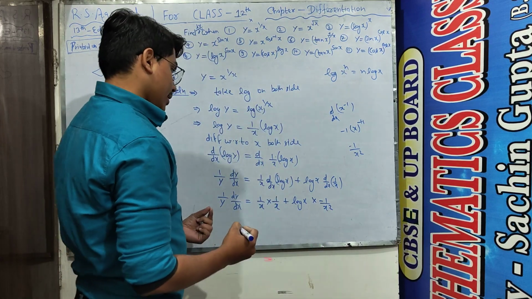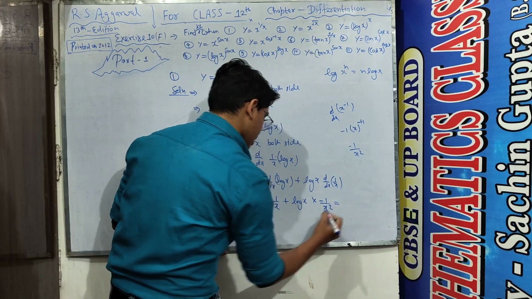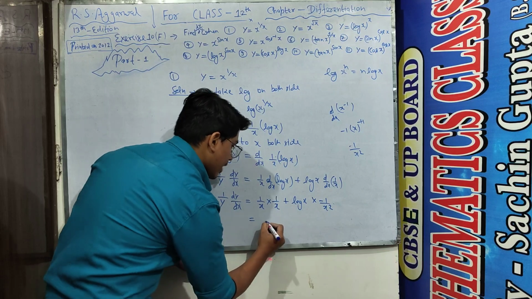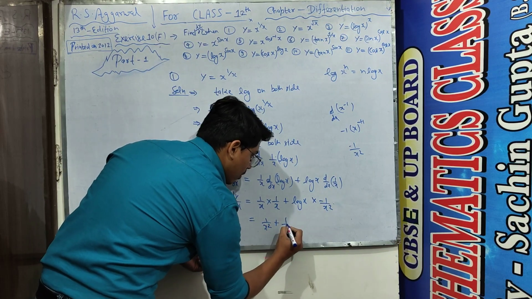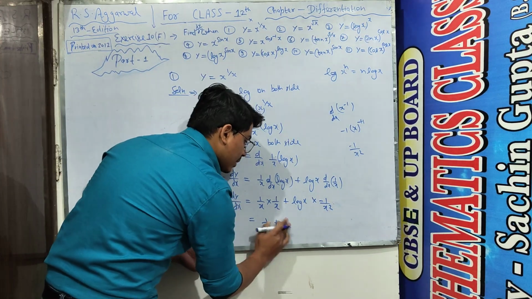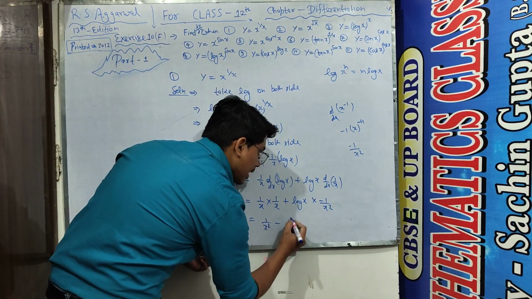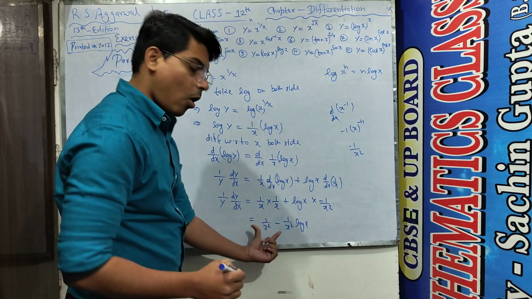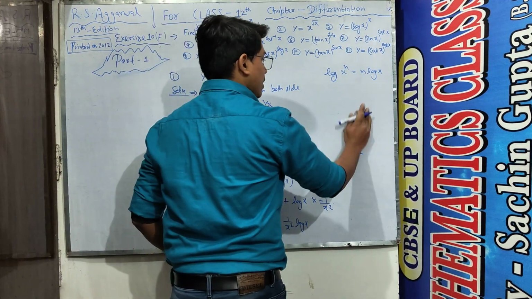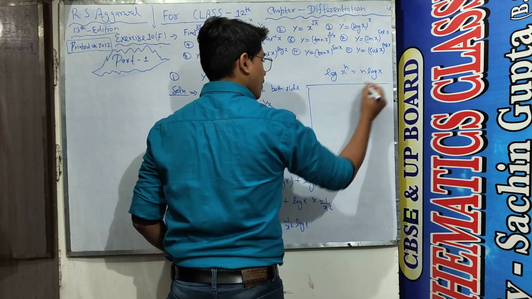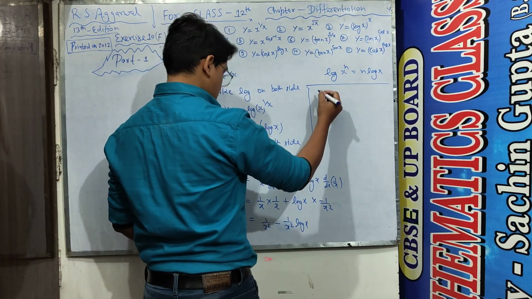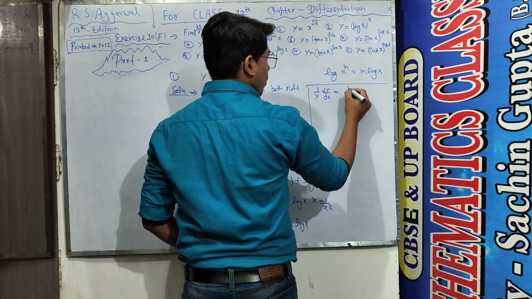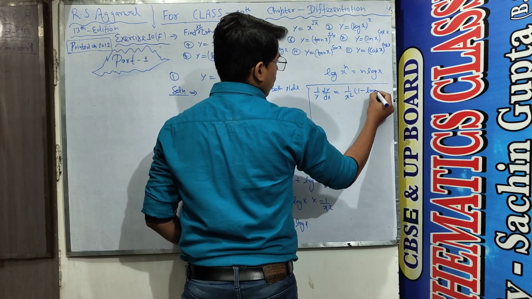And now if I write these terms here, this becomes 1 upon x square, plus and minus becomes minus, so I write here minus 1 upon x square log x. And when we take common 1 by x square, then it becomes 1 upon y dy by dx equal to 1 upon x square, and I take common, then it becomes 1 minus log x.